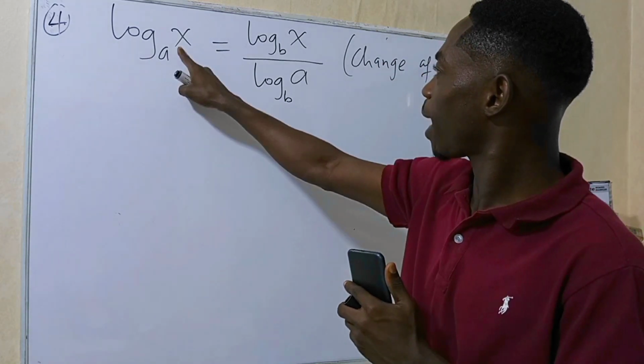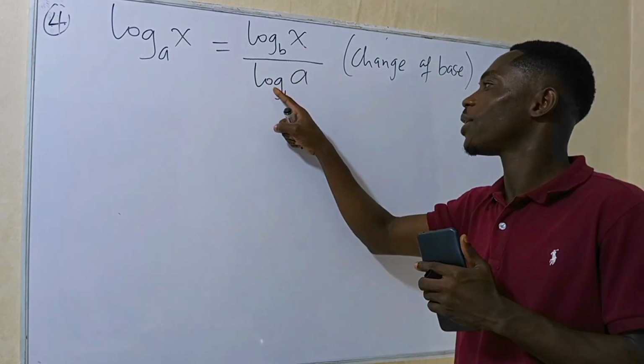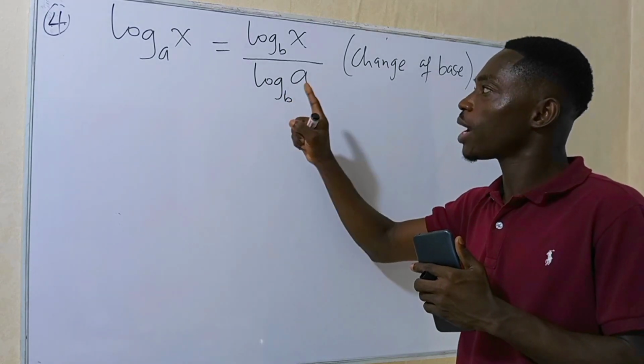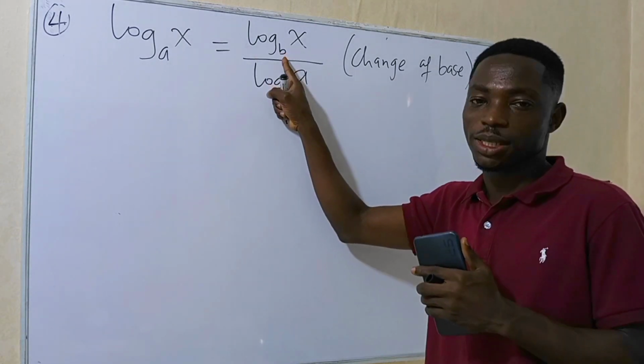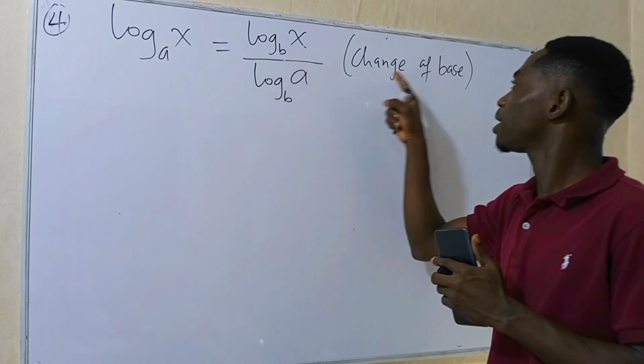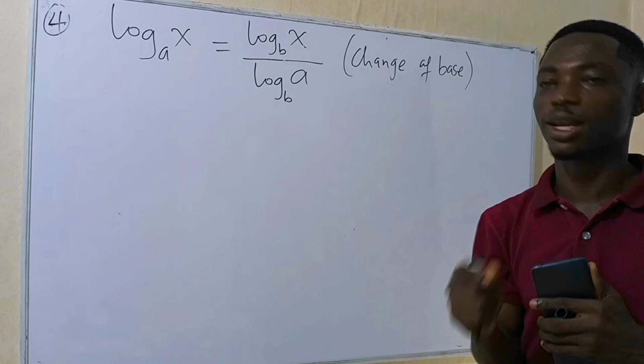Log base a of x is equal to log base b of x, all divided by log base b of a. You realize that on the right hand side, we have changed the base from a to base b. So this is known as the change of base law. Why is this true? Let's figure it out.